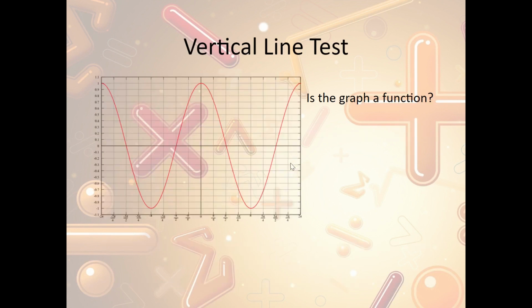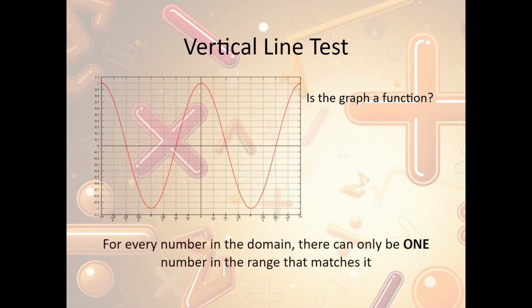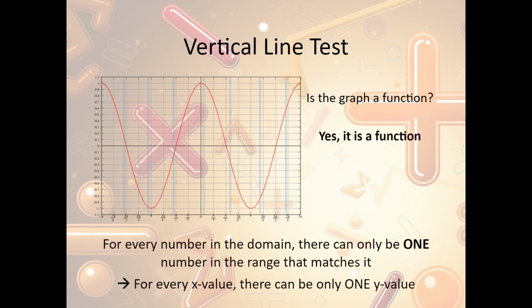Now what about this one? Is this one a function? Well, let's take a look. Is there any place I can draw a line? Notice I drew several lines in different places, and no matter where I drew the line, it still only crosses in one place. So even though the graph looks really funky, right? It goes up and down and up and down, I still can't cross in two places, so therefore this is a function.